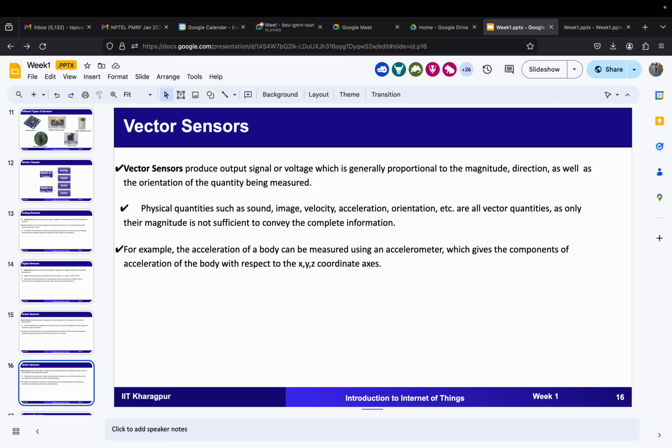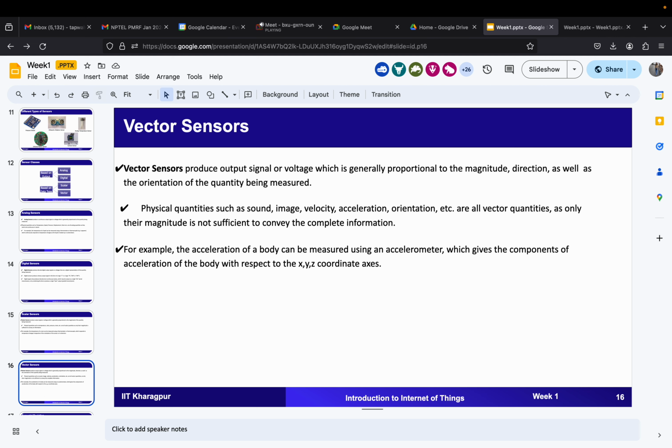However, if there is some direction involved with the magnitude of something, then vector sensors are used. A vector sensor produces an output signal or voltage which is generally proportional to the magnitude, direction, as well as the orientation of the quantity being measured. For example, quantities such as sound, image, velocity, acceleration, and orientation, where direction is also involved with the magnitude, vector sensors are used.